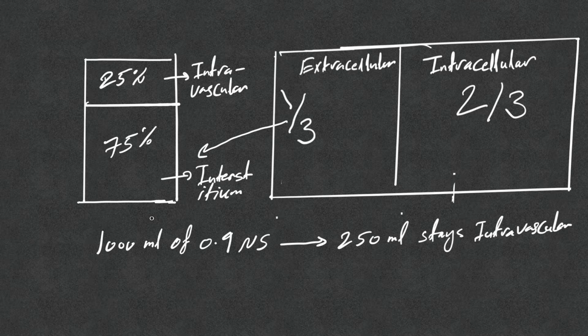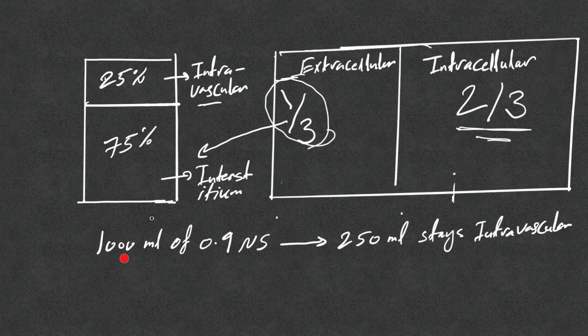It's very important also to go over this: the amount of fluid or water in the body is 2/3 intracellular and 1/3 extracellular. The extracellular space is divided between intravascular and interstitium, 25% in the intravascular space and 75% in the interstitium.